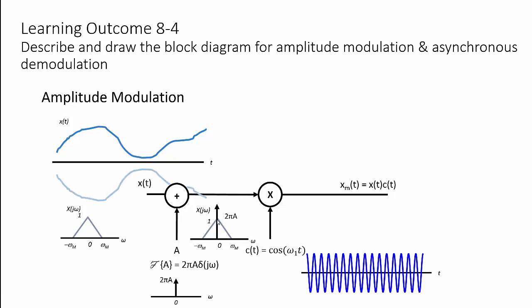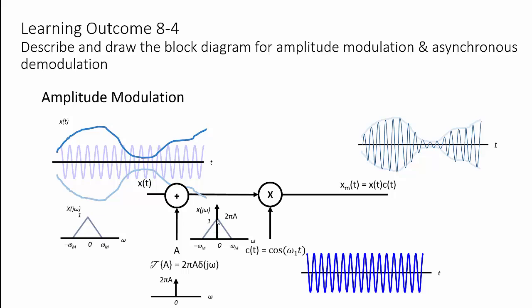Modulate it. Now what does our spectrum look like? Cosine has those two impulses, one at positive omega of 1, one at negative omega 1. So we're going to shift this positive and negative, scale it by half.